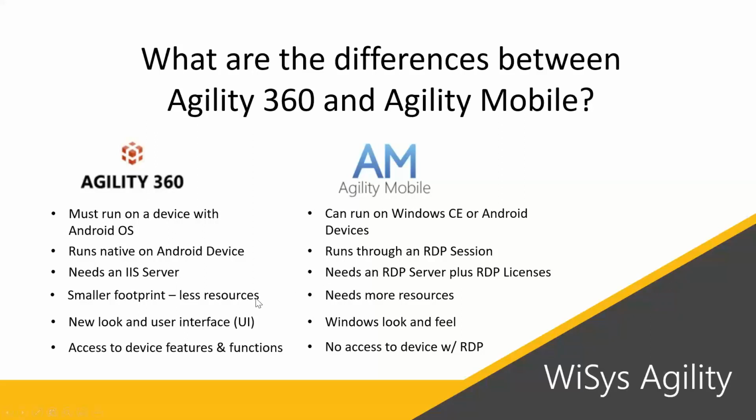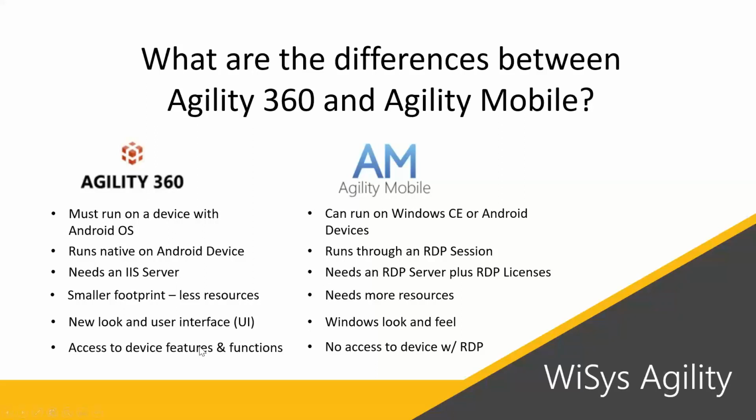Agility 360 is built in a smaller footprint, so it requires fewer resources from the handheld device and the server to run, whereas Agility Mobile will continue to use the same resources that were expected before. We do have a new look and feel, which gives people a better look at the product, and Agility Mobile has the same Windows look and feel from Windows 95.